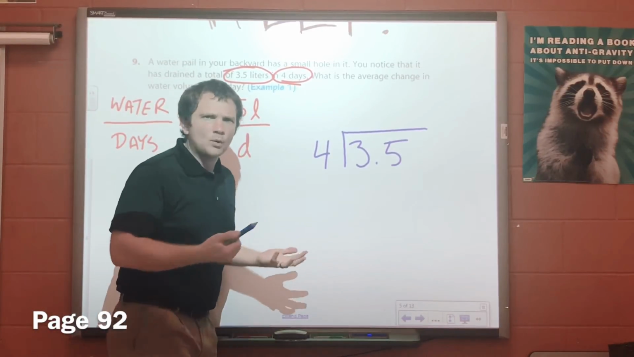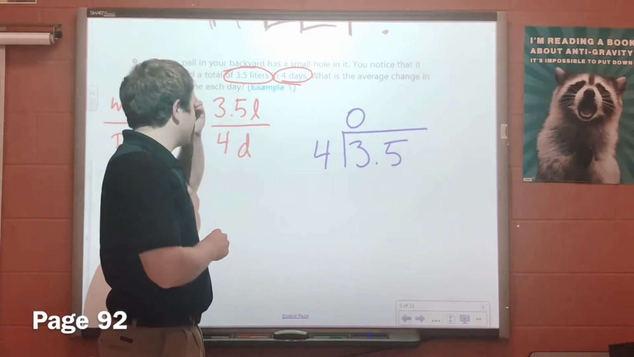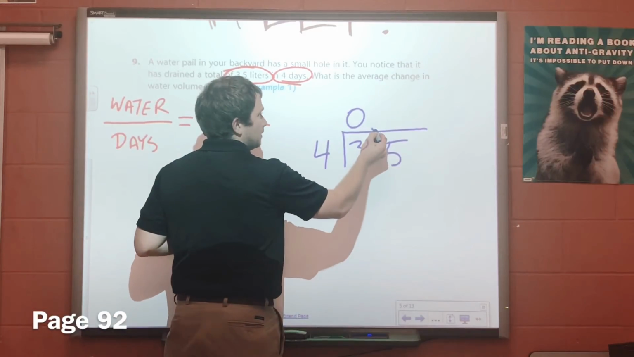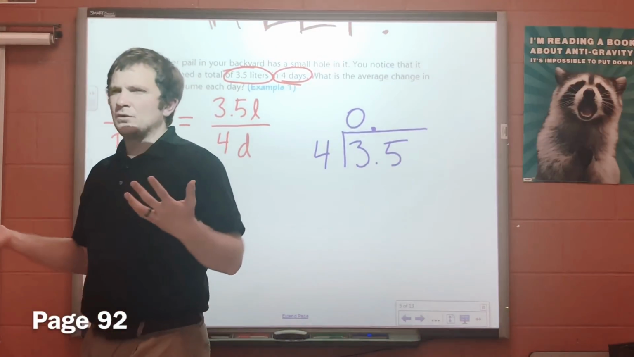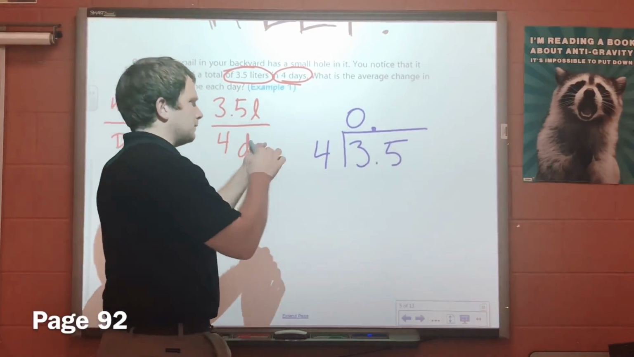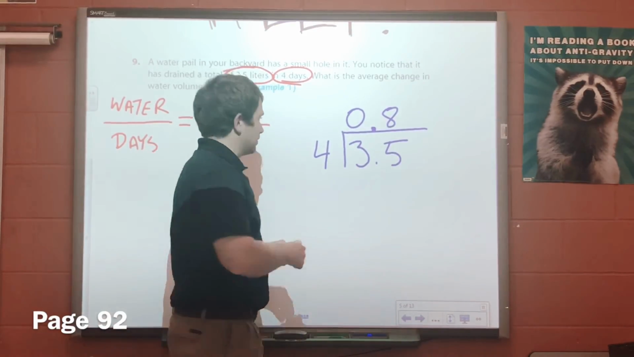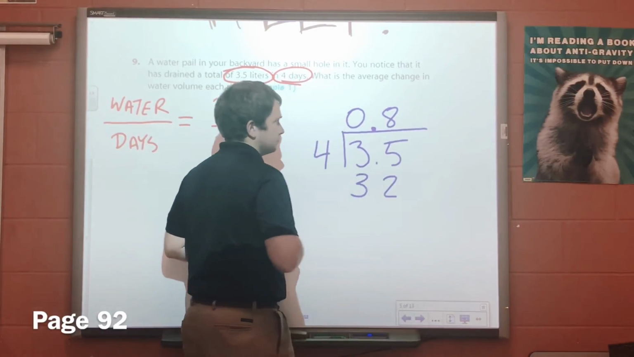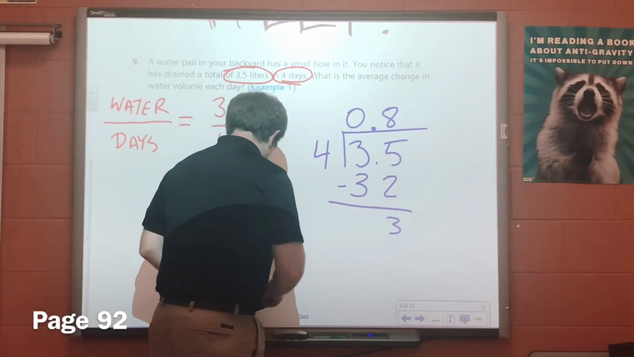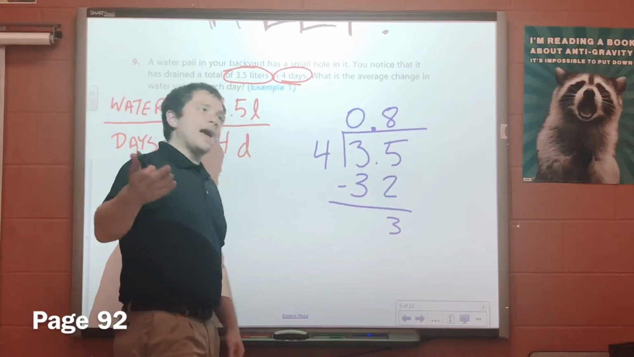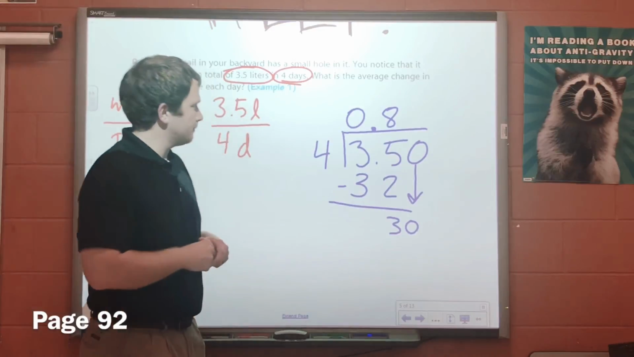Oh, snap, crack on pop. 4 cannot go into 3. We'll put that 0 up tip top Fetty Wap. This decimal needs to come on up. Take that up to the top. Now we're looking, 4 goes into 35 8 times. And 4 times 8 will get us 32. That'll give us a remainder of 3. Uh-oh. What do we do now? Well, we add a 0, take that 0, and we drop it like it's hot.